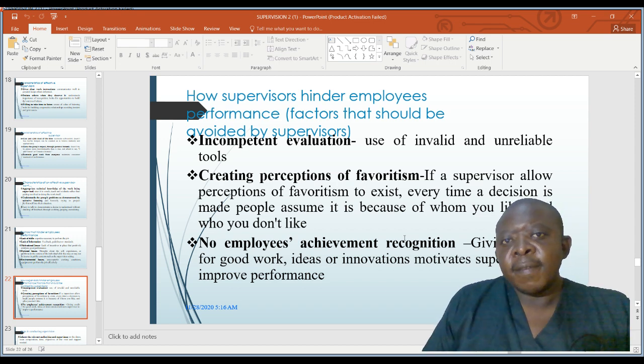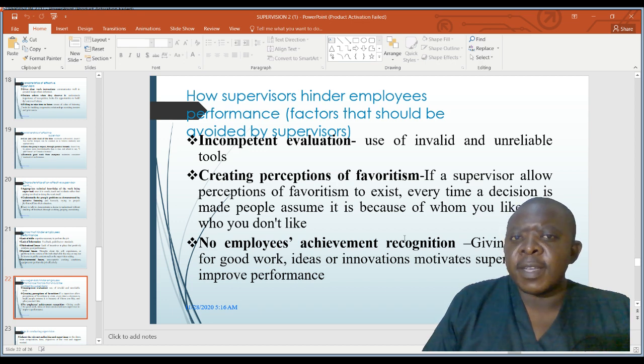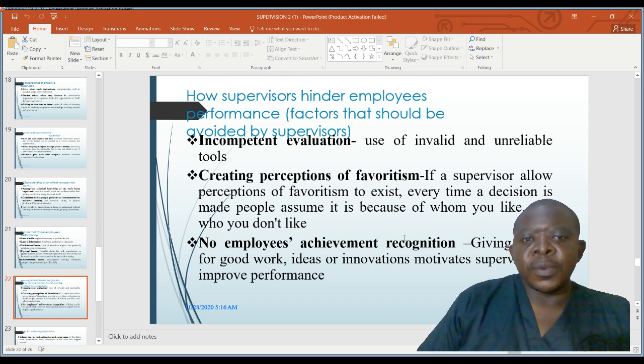The other way the supervisor may hinder the employee's performance has to do with non-recognition of employees' achievement, where giving credit for good work, ideas, or innovation is important in motivating the person that is being supervised. So if you exercise bias in giving achievement recognition, then the workers will not be motivated.